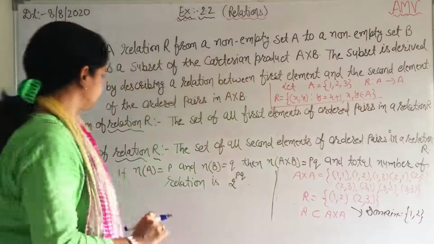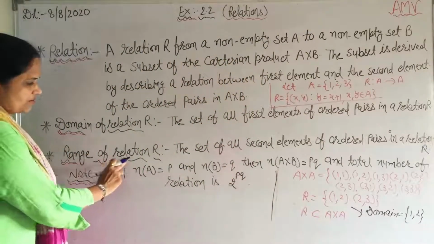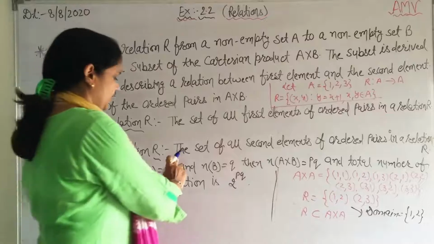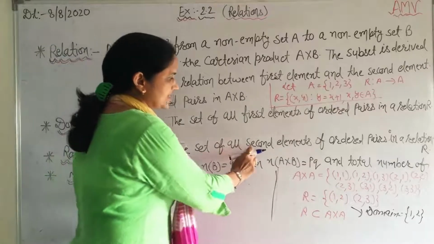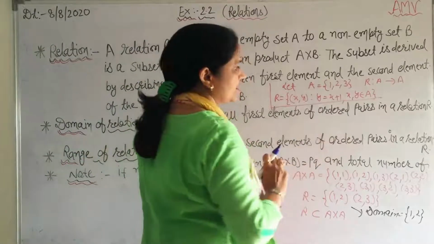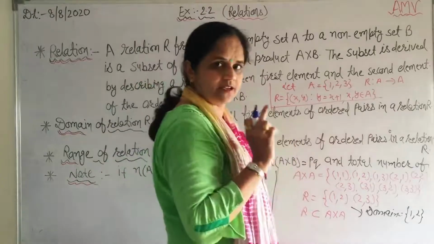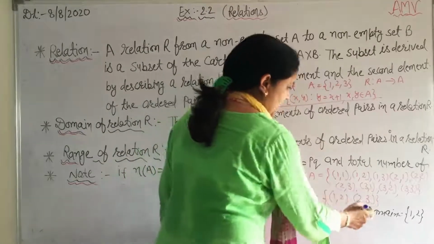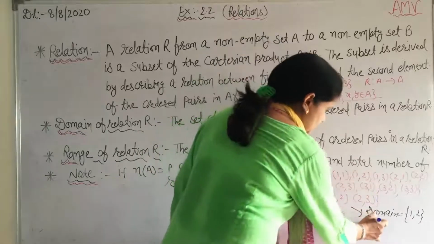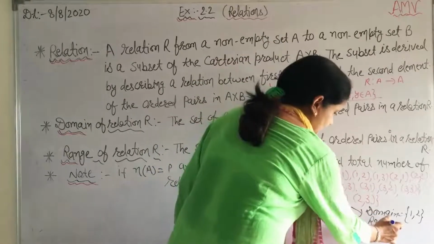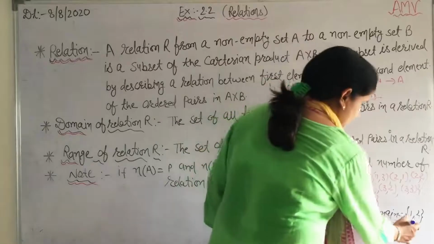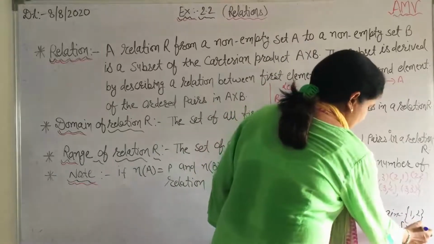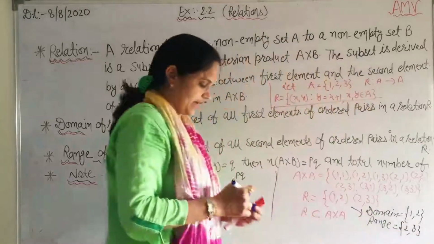Next is the range of relation R. It is the set of all second elements of the ordered pairs in relation R. The set of second elements means 2 and 3. So here the range is the set {2, 3} only.